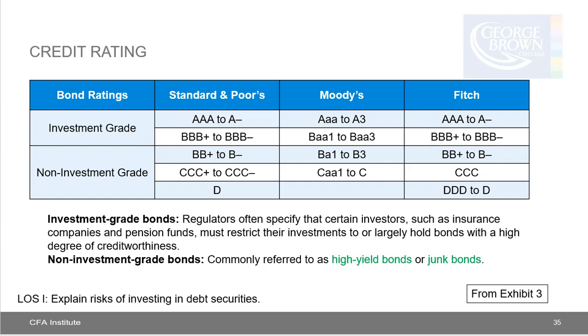The term investment-grade bond comes from the fact that regulators often specify that certain investors, such as insurance companies and pension funds, must restrict their investments to or largely hold bonds with a high degree of creditworthiness, low risk of default. Non-investment-grade bonds are commonly referred to as high-yield or junk bonds.